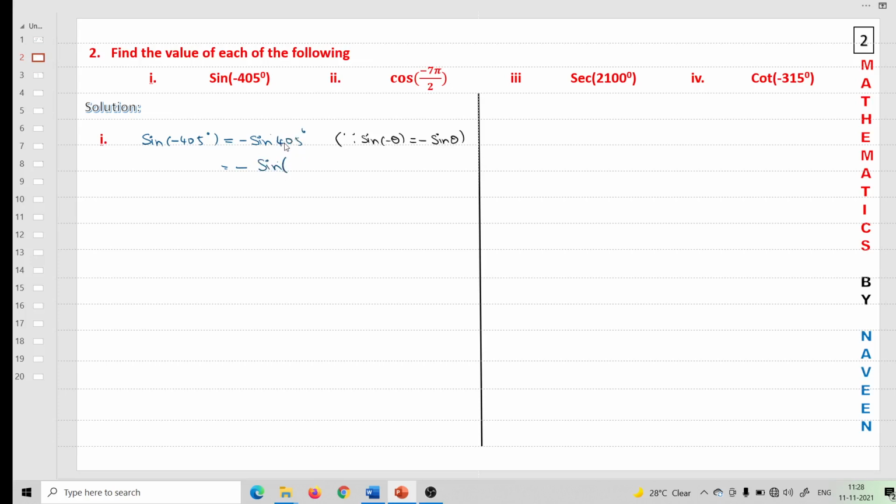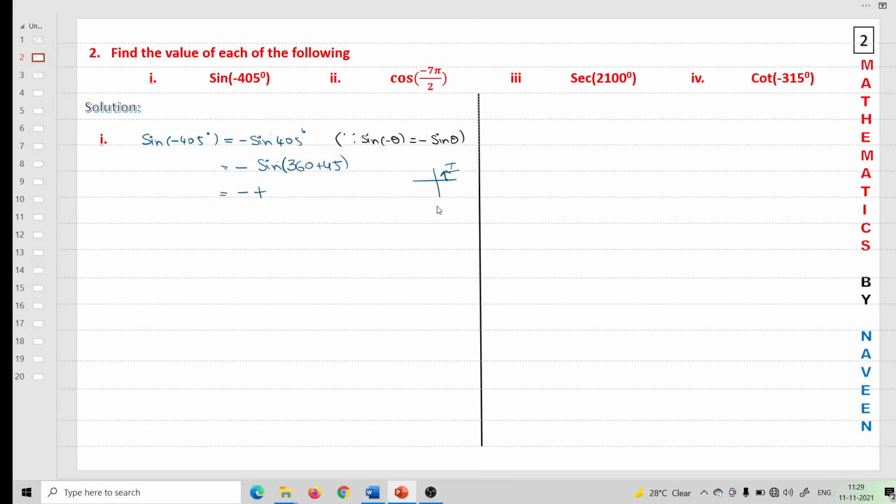Clear? That is equal to minus sine of, this 405 we can convert into some known angle. So 405 is nearby 360 degrees. So for that I am writing 360 plus 45. Yes, exactly 405. That is equal to minus, as it is I am writing, sine of 360 plus theta, right? 360 means here plus theta, increasing with some angle. Theta is in first quadrant. In first quadrant, all trigonometric ratios are positive.